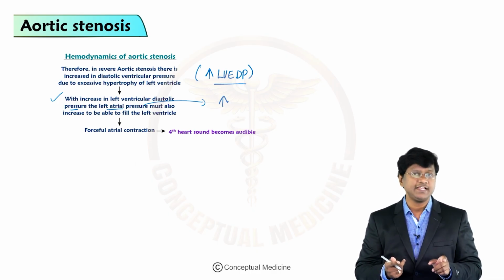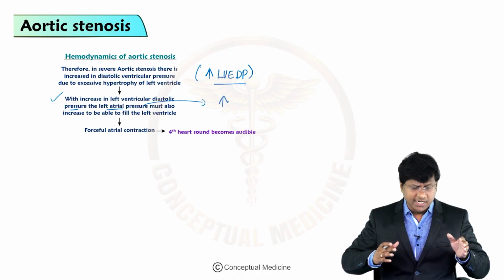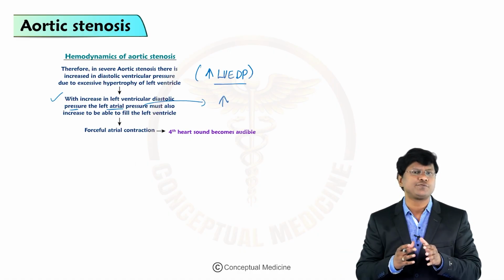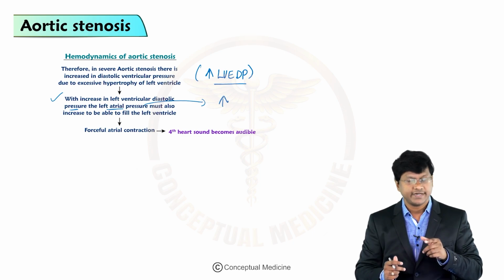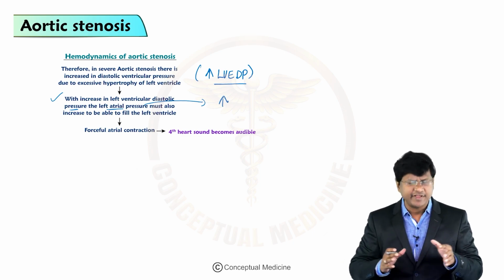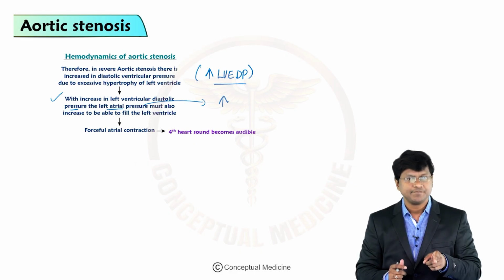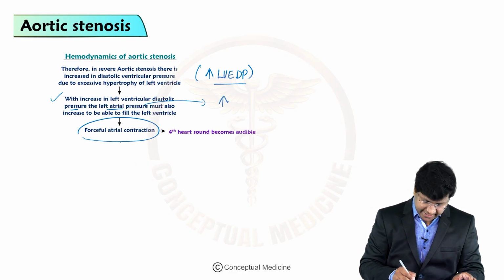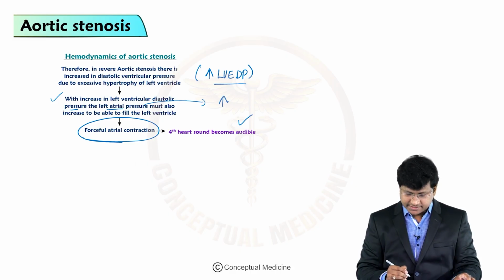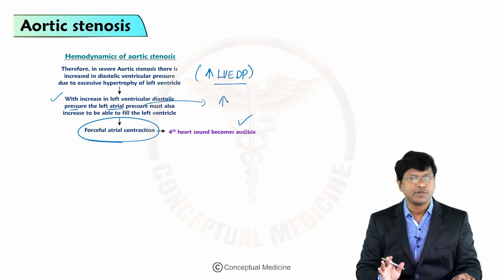So the left atrium does a very forceful atrial contraction to push the blood into the ventricle, right? So because of forceful atrial contraction, that will result in the fourth heart sound, right? That will result in the fourth heart sound. So this will be the hemodynamics of aortic stenosis.